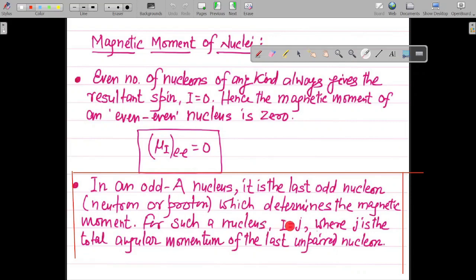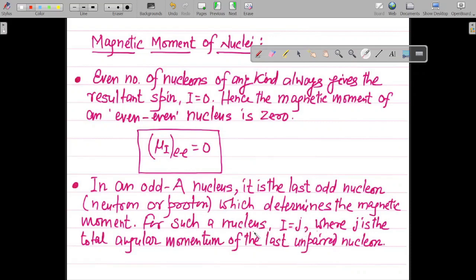For such a nucleus, I equals J, where J is the total angular momentum of the last unpaired nucleon. That is your J quantum number, of the last nucleon, which is written as a suffix. You write it like 6h 9/2. This 9/2 is the value of J. So for such a nucleus I equals J, where J is the total angular momentum of the last unpaired nucleon.